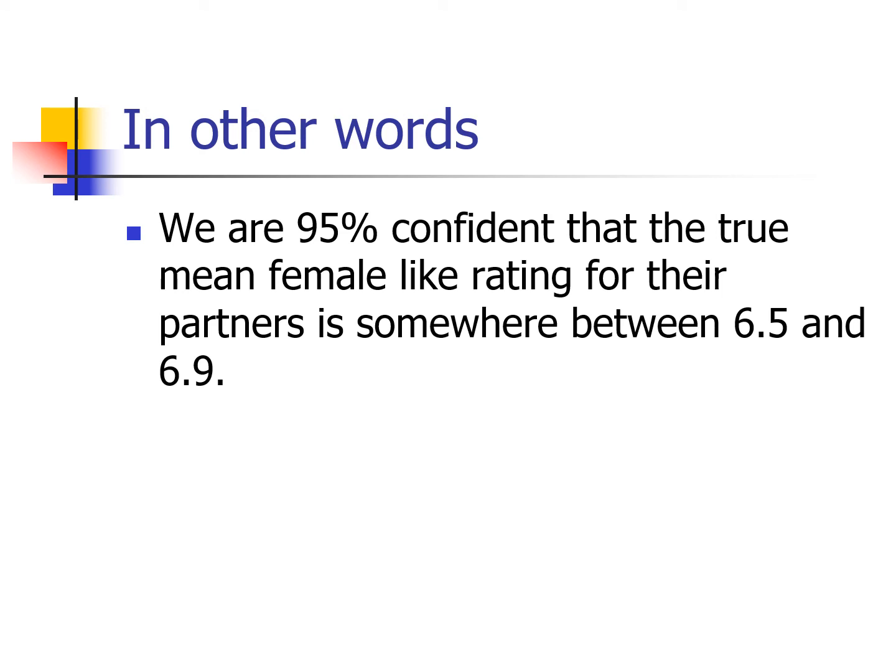So how would we summarize that? We would say that we are 95% confident that the true mean, oh, sorry, some bad cutting and pasting. The true mean male like rating for their partners is somewhere between 6.5 and 6.9. So for all males, the true mean amount that they like their female partner is somewhere between 6.5 and 6.9. Pretty easy, right?